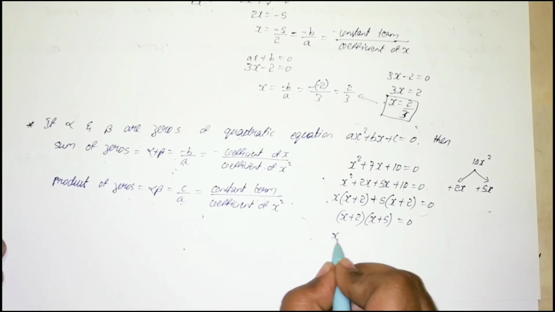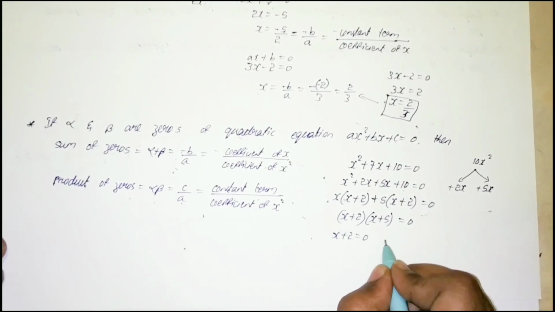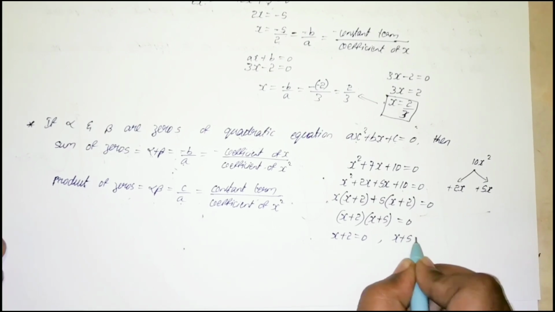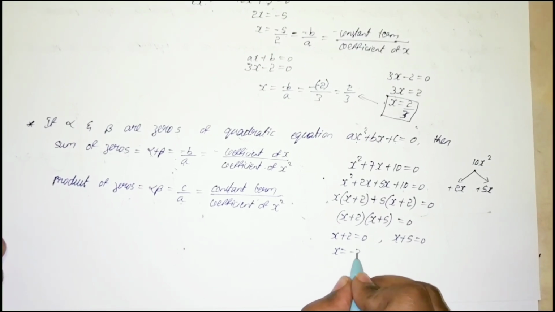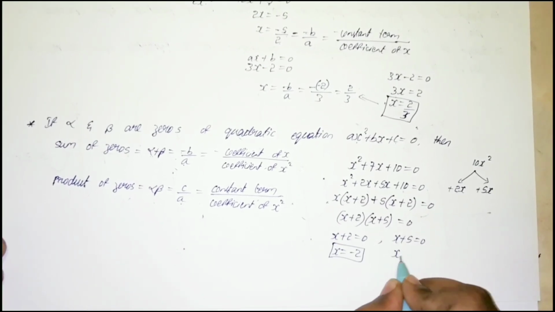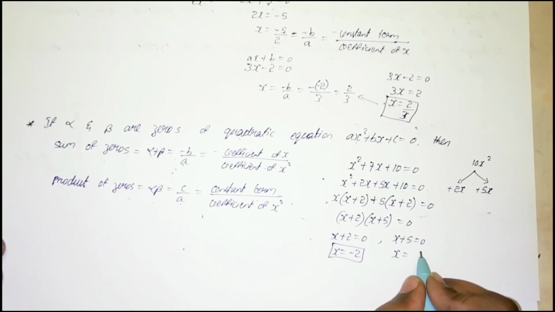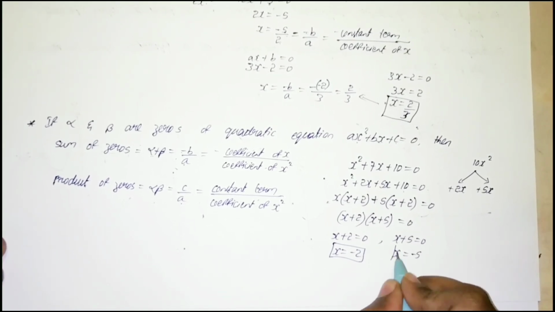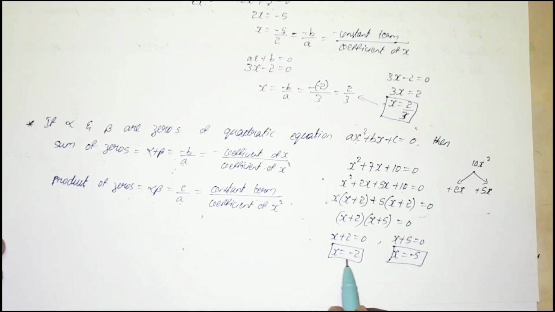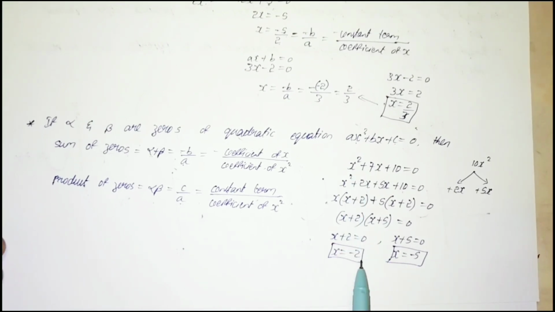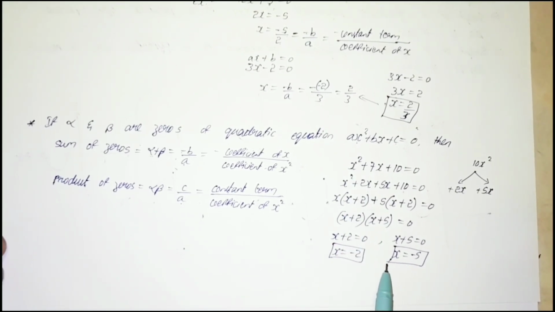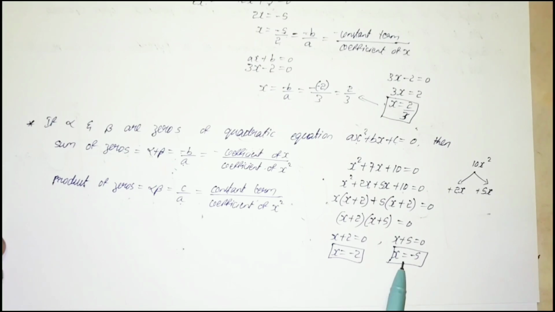Now this x plus 2 will be equal to 0, and one more, x plus 5 is equal to 0. So what is the value of x here? If we shift plus 2 to the RHS, then it will become minus 2. If we shift plus 5 to the RHS, then it will become minus 5. So how many x values did we get? 2 x values. As I said, if the highest power is 2, we will get 2 x values, nothing but what we call zeros. So we will get 2 zeros.